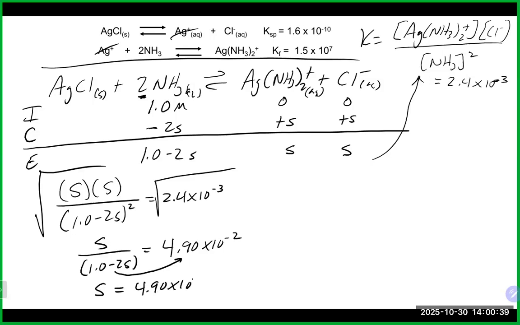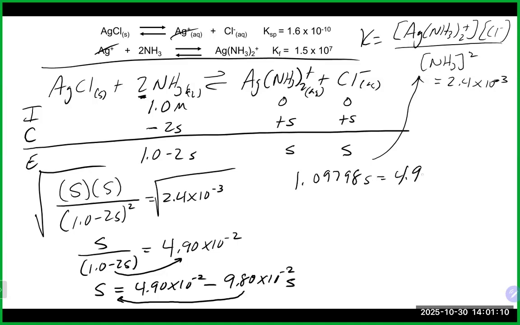4.90 times 10 to the minus 2 minus 9.80 times 10 to the minus 2s. Obviously, here we're going to combine our s's, so we're going to bring that over to the other side, and that will basically get us plus 1, right? So we'll end up with 1.09798s is equal to 4.90 times 10 to the minus 2.